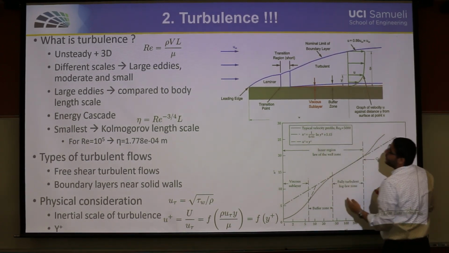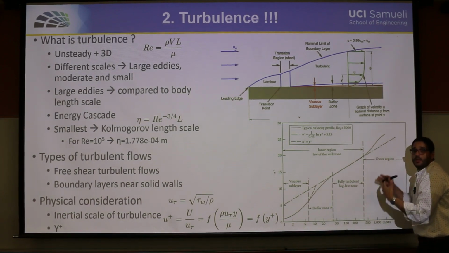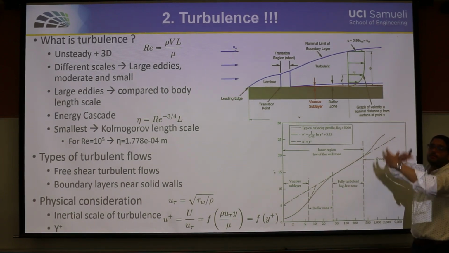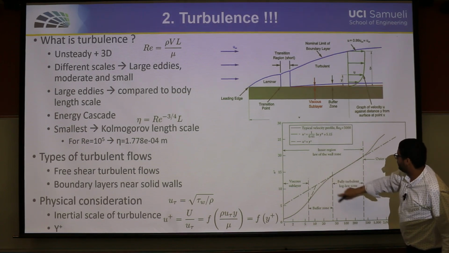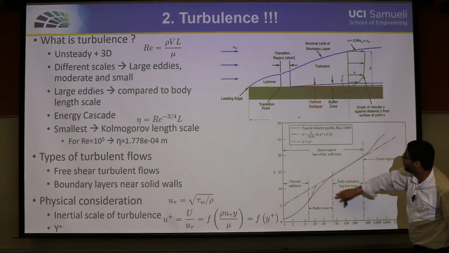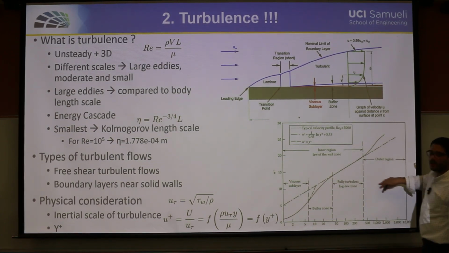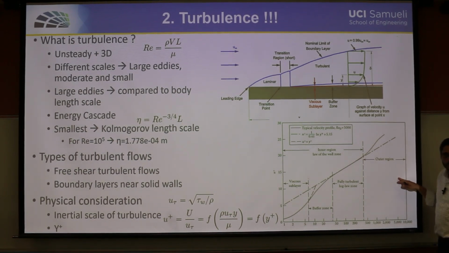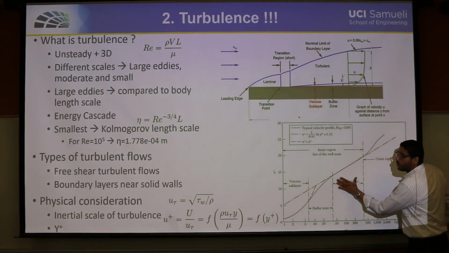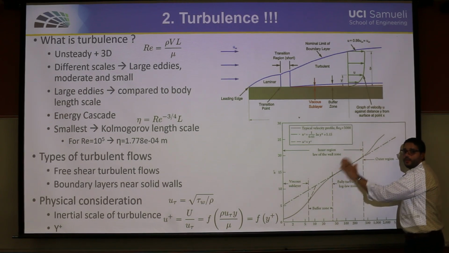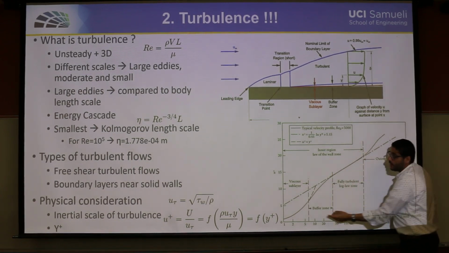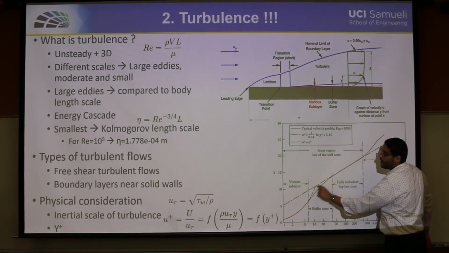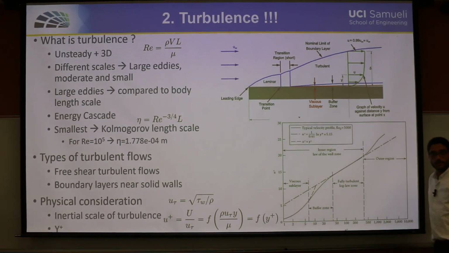This relation defines the mixing that's happening inside the fully turbulent log law zone and a little bit of the outer region. Okay, this log law is verified experimentally, and this behavior as well is verified experimentally.